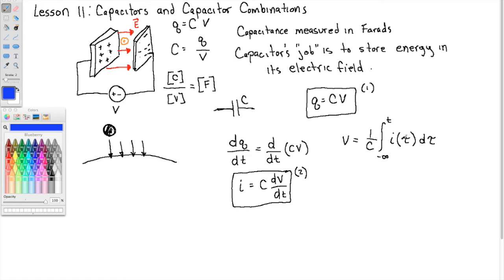Second, you'll see that I've changed t to tau. And don't get too hung up on the tau here. This is what's called the dummy variable.